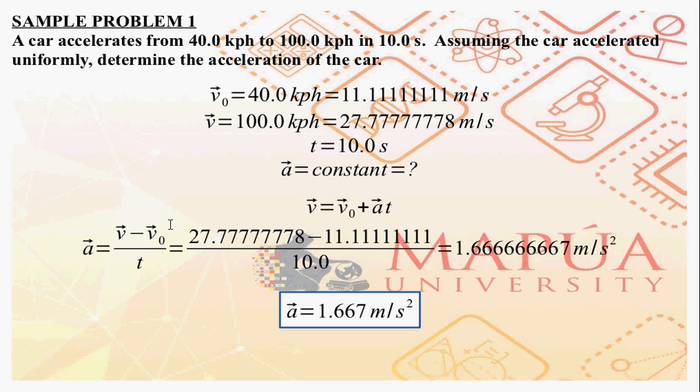So it's just a matter of isolating the acceleration a, plugging in the values, and you'll be able to calculate that the acceleration of the car is 1.667 meters per second squared. Okay, so please be careful with your units. Acceleration unit is meters per second squared.